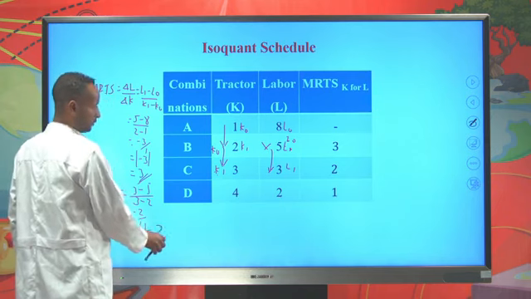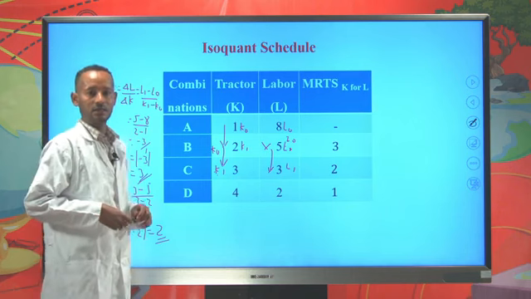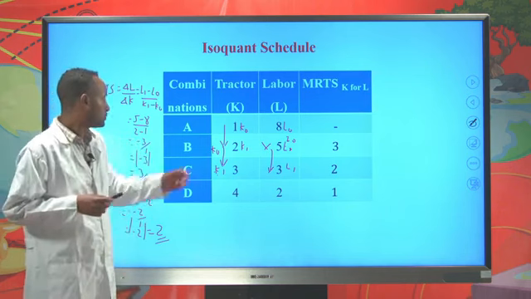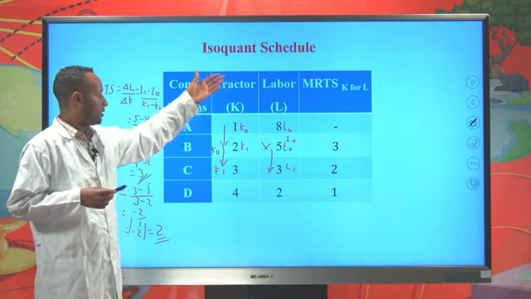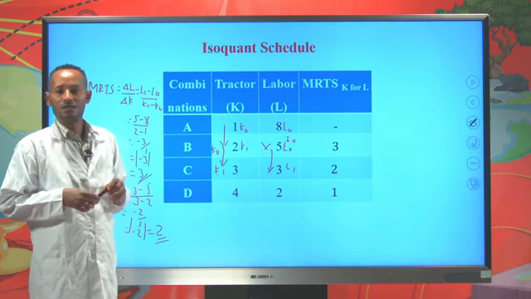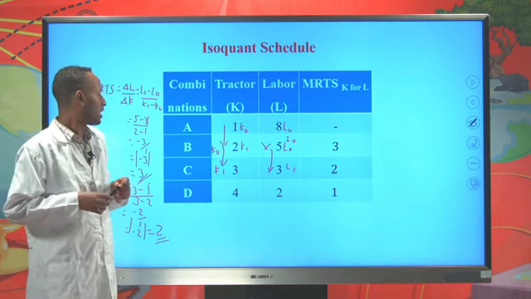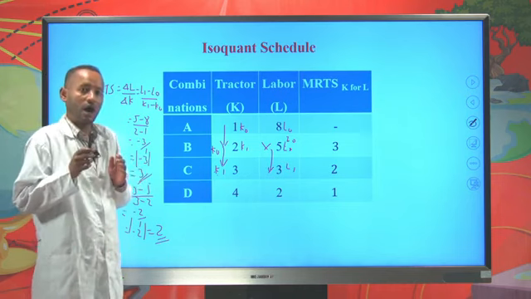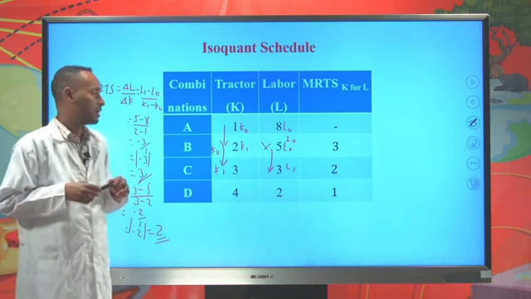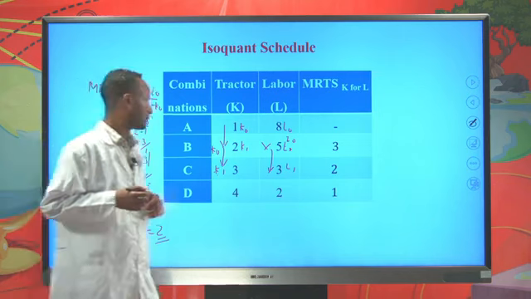When we take the absolute value, we are left with 2. This indicates that as we increase the variable input tractor from 2 to 3, if the variable input labor declines from 5 to 3, then the rate by which one variable input is substituted for another is 2. That means we are substituting 1 tractor for 2 labor.